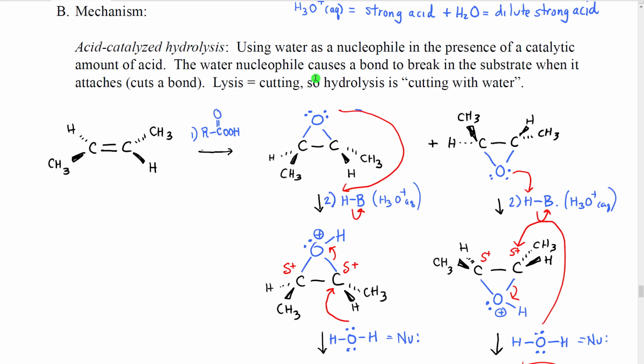What we're then going to do is allow the water to cut open that ring and attach to one of the carbons. This is called acid-catalyzed hydrolysis. Acid-catalyzed hydrolysis uses water as a nucleophile in the presence of a catalytic amount of acid. The water nucleophile causes the bond to break, and then it attaches. Because we are cutting a bond, lysis means cutting. So hydrolysis is cutting with water.